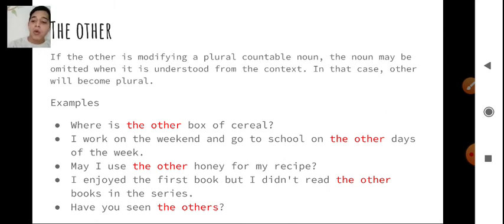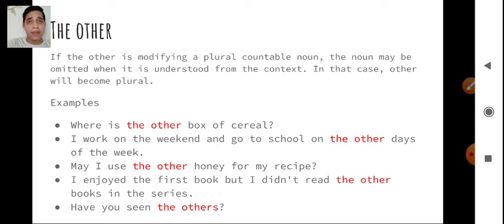Okay, when we use the other, guys, as a pronoun, right here we are telling this person, hey, have you seen the others? The others replaces the word people. In this case we are referring to people. Could be 2, 3, 4, I don't know, a classroom that is full of students, or a group of teachers maybe. This is a group of people. So the others is replacing, as a pronoun, a group of people in this case.